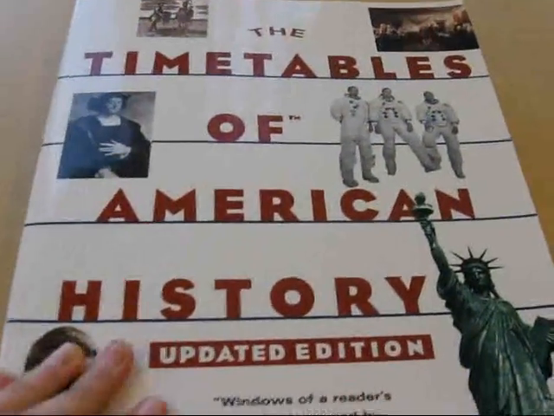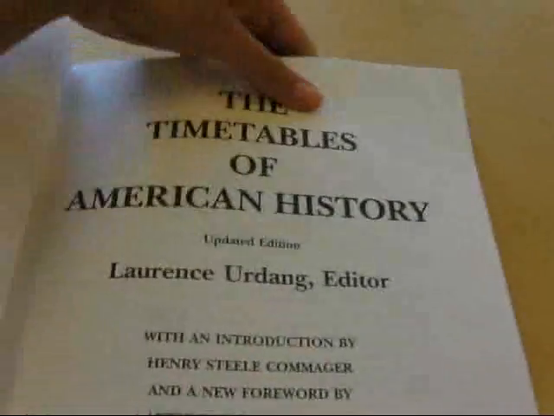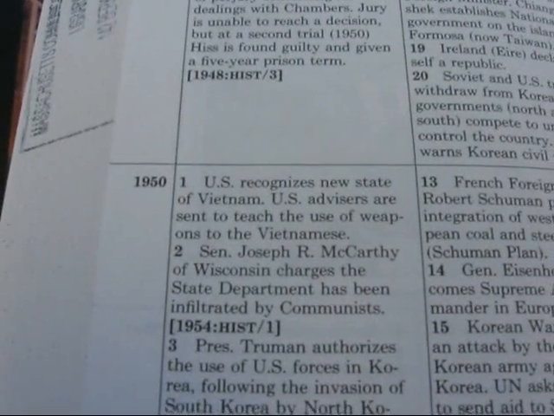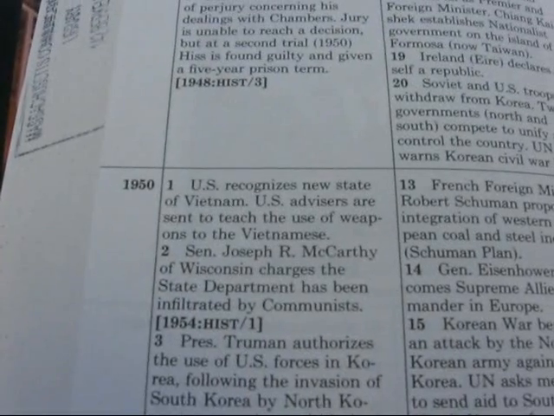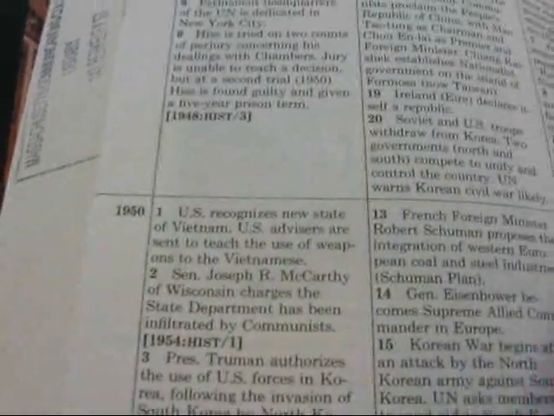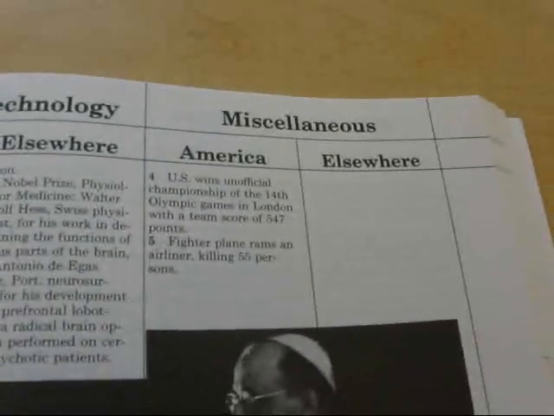And finally, Timetables of American History, also a chronological look at the United States. In this case, you would just find the year, for example, the year in which your film was made, and you could find out what was going on in the United States in that year in different categories, such as history and politics, the arts, science and technology, and miscellaneous.